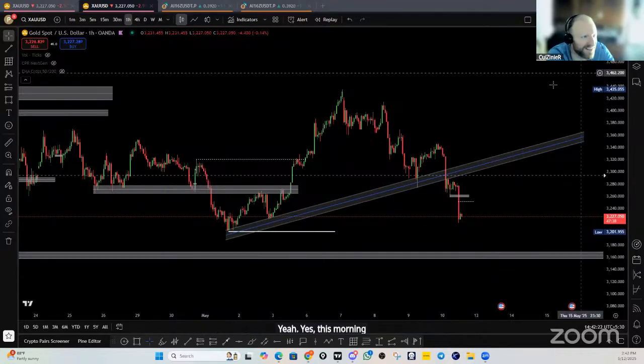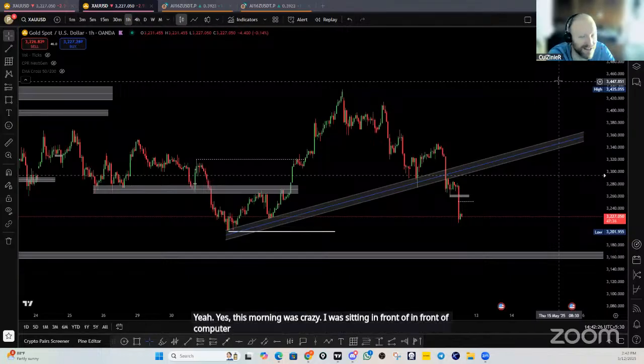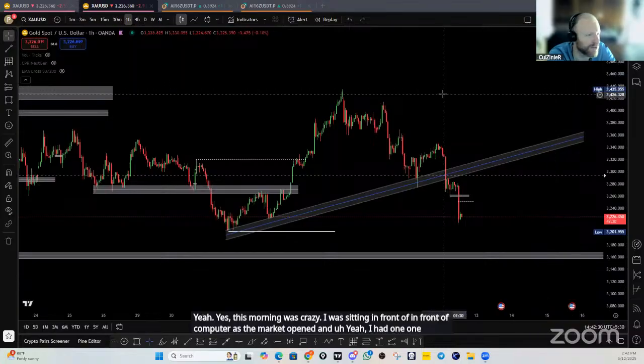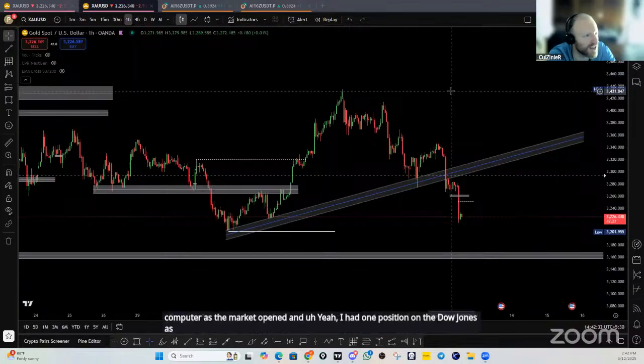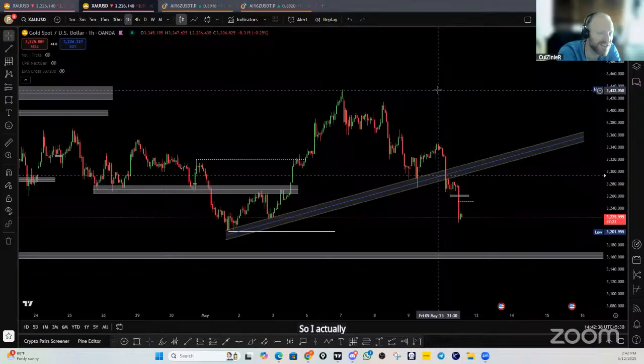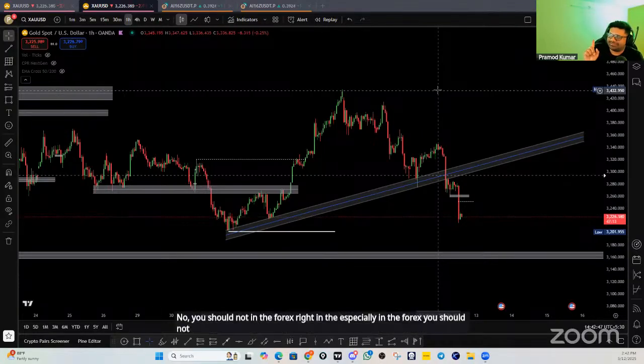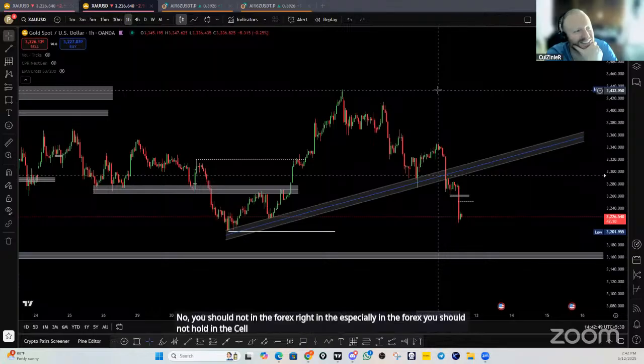I was sitting in front of the computer as the market opened, and I had one sell position on the Dow Jones. It hit my stop loss with a gap, so I actually lost more money than I should have. No, you should not, especially in forex, hold sell positions over the weekends.